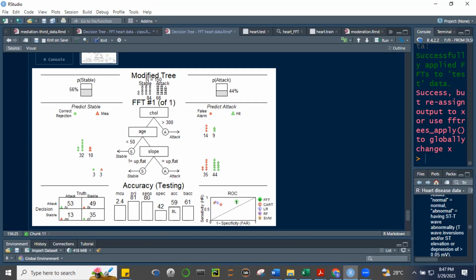Alright, so these are the parameters that it came up with, the one we made, the MY3. And then, okay, its accuracy is 59. So we were not able to beat the earlier one.